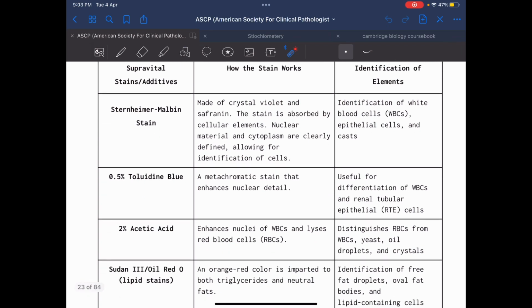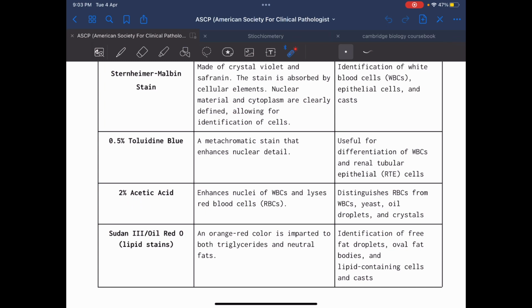Second stain, 0.5% toluidine blue, and this called a metachromatic stain. Why? Because it enhances the nuclear details. It is useful to differentiate white blood cells and renal tubular epithelial cells. So toluidine blue called metachromatic stains, it enhances the nuclear details and useful for differentiation of white blood cells and renal tubular epithelial cells. The third one, 2% acetic acid.